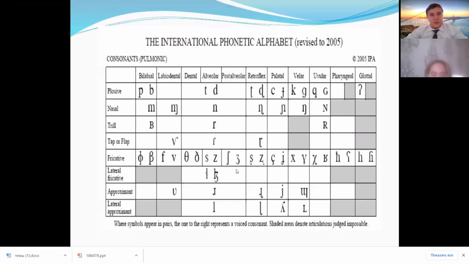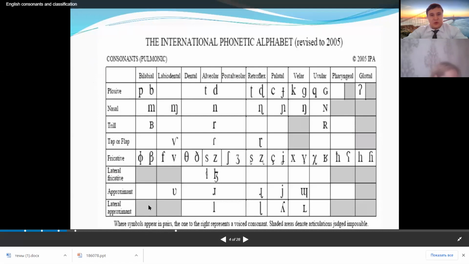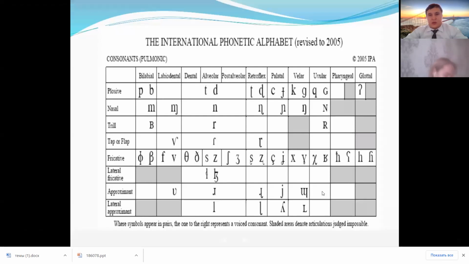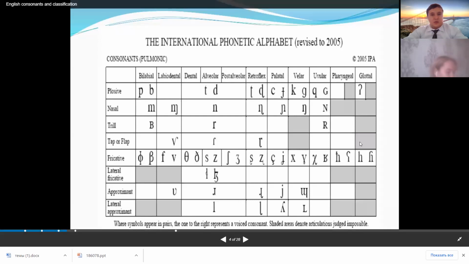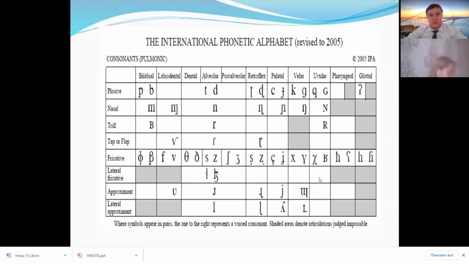Okay, the next one, this is the International Phonetic Alphabet. Here you can observe the symbols of some English sounds and also other languages' sounds, which are pronounced with the help of bilabial, labial, dental, alveolar, and so on, and other organs that help us to produce the sounds. After the end of the lesson, I will send this presentation to you. You can get acquainted with it in more detail.